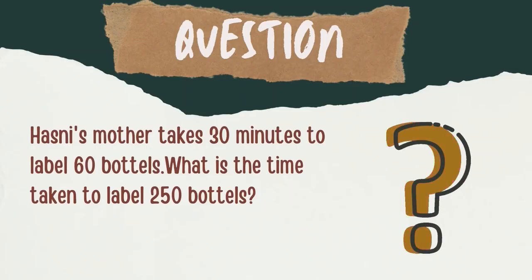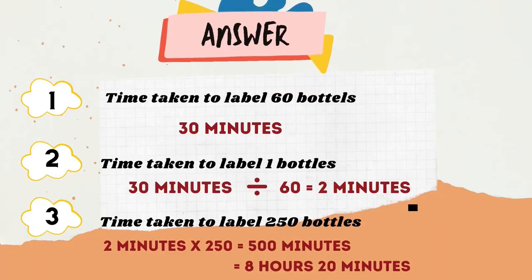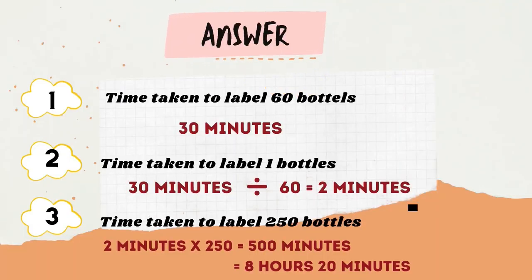Now, let's see an example of a question. Hasni's mother takes 30 minutes to label 60 bottles. So, what is the time taken to label 250 bottles? So, let's check the example answer by the student.